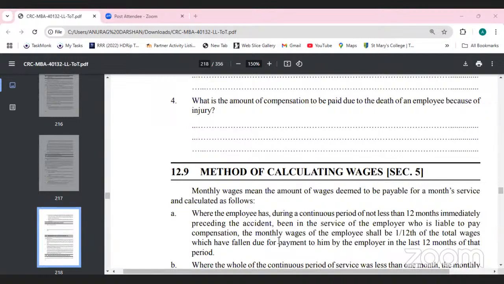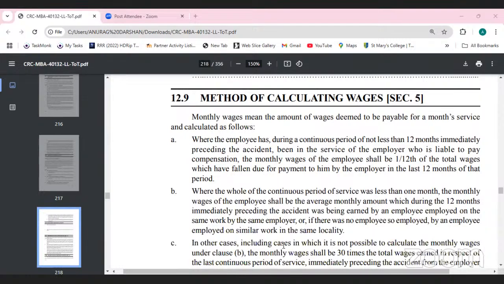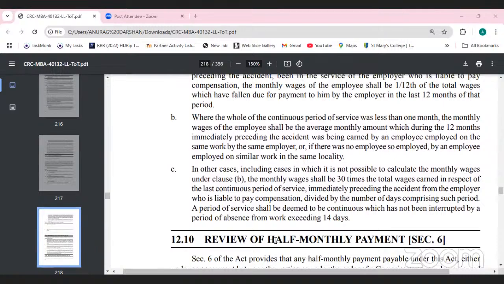Now, how do you calculate wages? Where the employee has a continuous period of service not less than 12 months immediately preceding the accident, for the employer who is liable to pay compensation, the monthly wages of the employee shall be 1/12 of the total wages which has fallen due for payment to him by the employer in the last 12 months of that period. And where the whole of the continuous period of service is less than 1 month, the monthly wages of the employee shall be the average monthly amount during the 12 months immediately preceding the accident. And in other cases, in which it is not possible to calculate, the monthly wages shall be 30 times the total wages earned in respect of the last continuous period of service.